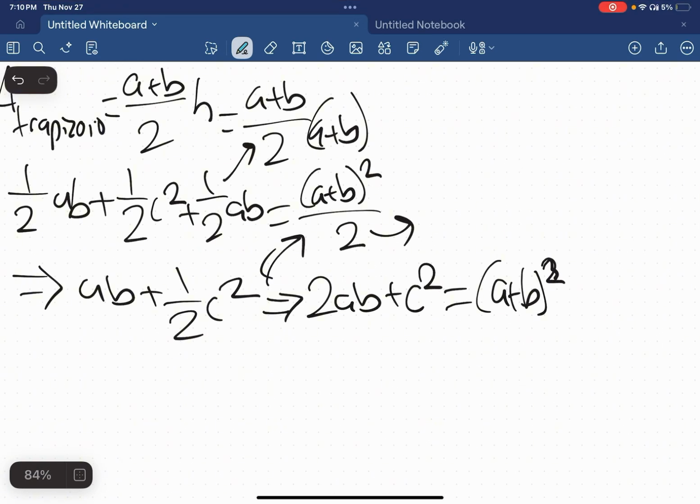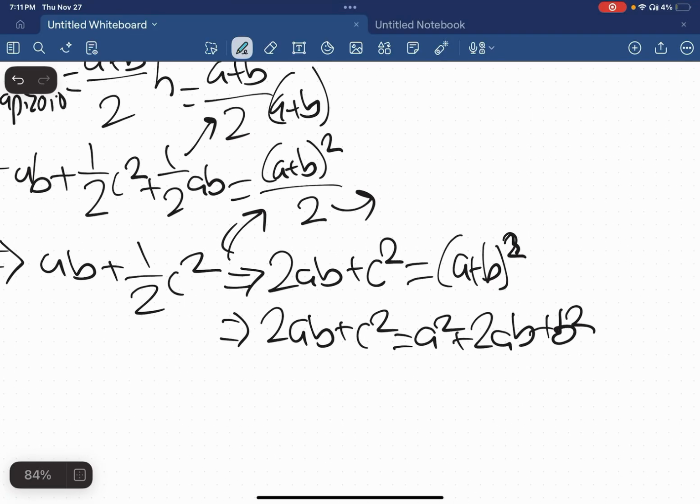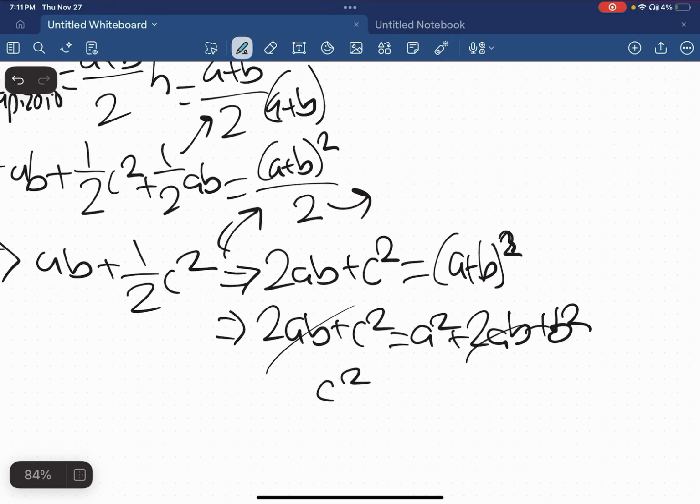And now we have 2ab plus c squared is equal to a squared plus 2ab plus b squared. Oh wow, did you look at that? These two cancel out. We have c squared is equal to a squared plus b squared. And that is our QED.